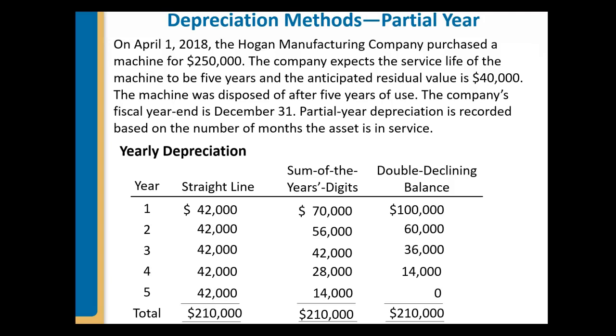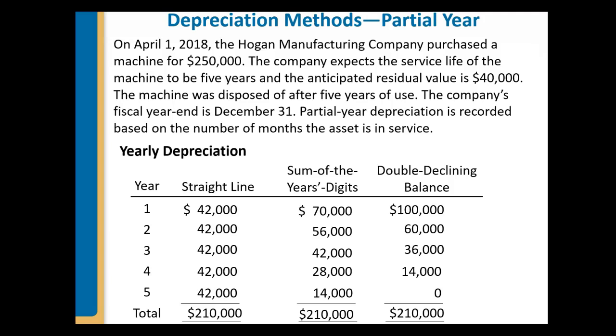So let's understand the partial period concept with the help of this slide. Partial year depreciation is recorded based on the number of months the asset's in service during a particular fiscal year. In this example, the asset was acquired during the year. On April 1st, the Hogan Manufacturing Company purchased a machine for $250,000.